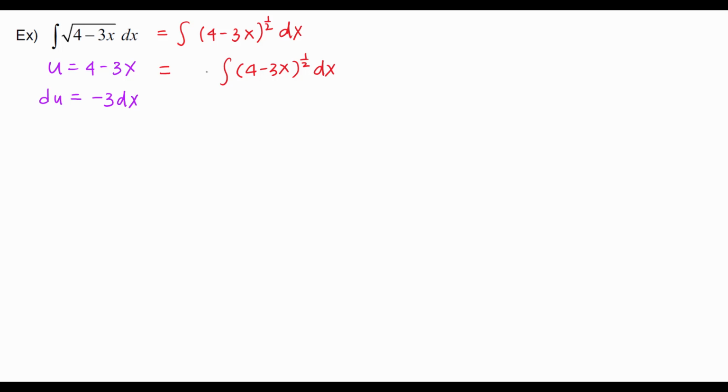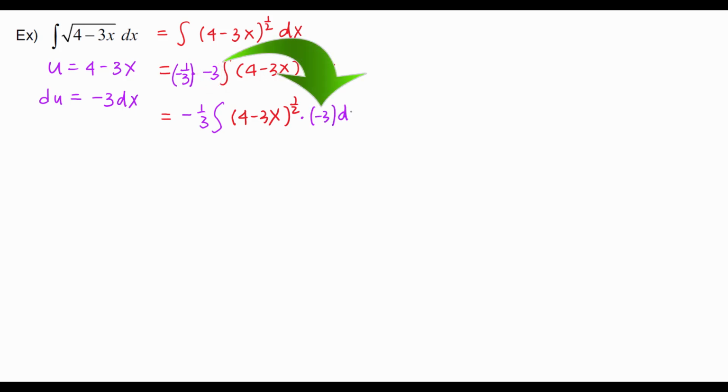But you're going to write the quantity 1 in such a way that it would satisfy what you need. So I need negative 3, but I need to make that quantity 1. So you're going to multiply that again by negative 1/3. So that negative 1/3 times negative 3 is quantity 1. And now you can rewrite this integral as negative 1/3 times, and then this negative 3, you're going to put inside of the integral. So you're going to have now 4 minus 3x to the 1/2 power times negative 3 dx.